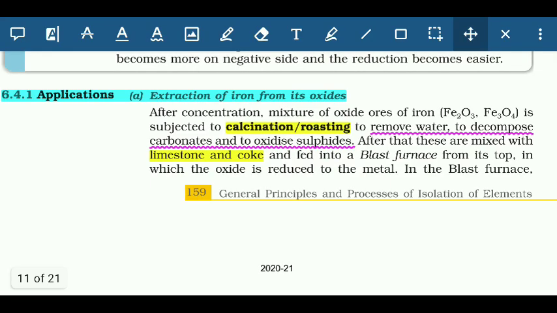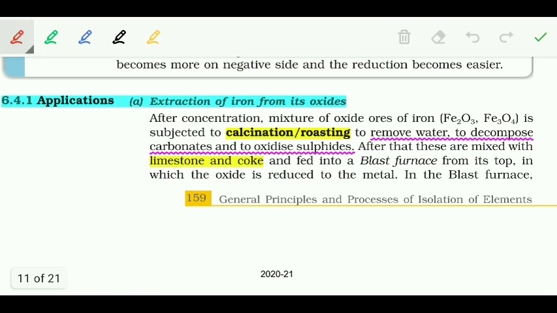Okay, so we are starting our NCERT portion. In NCERT, we have topic number 6.4.1, that is the application of the Ellingham diagram. In the last lecture, we were discussing the Ellingham diagram, and now we are mainly dealing with the application, meaning how it actually helps us in the metallurgical portion or in an industrial area. So the first application is about extraction of iron.